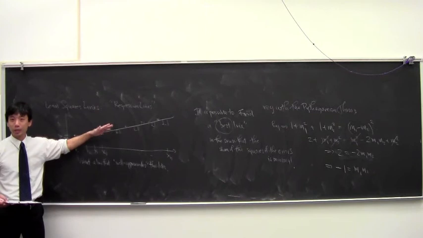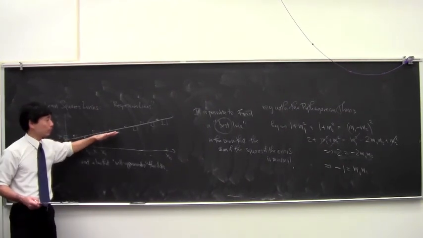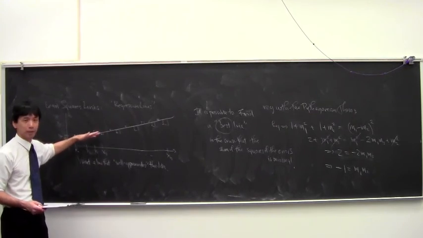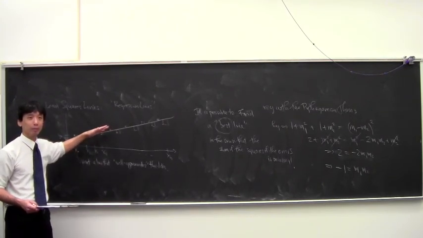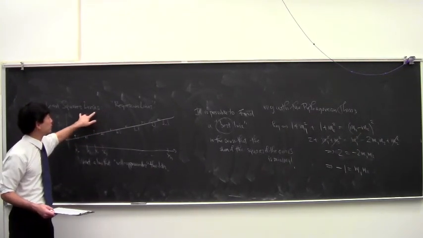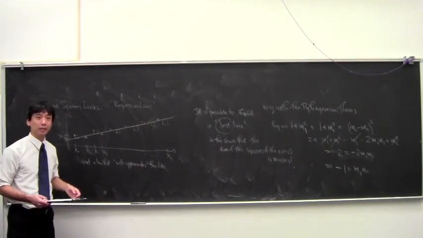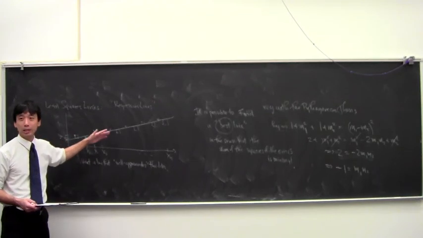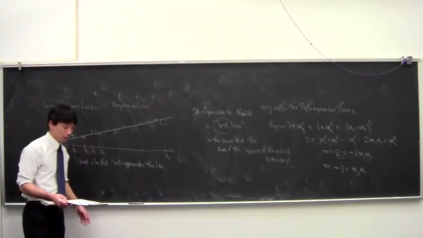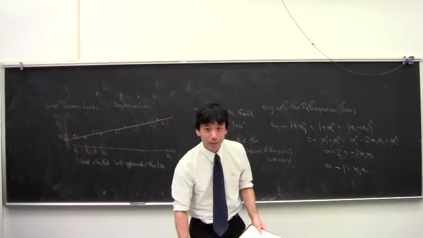The book gives you a formula to find it, but I think the most important thing is that you understand what we mean by best. This way of approximating data, you'll see in economics, you'll see in science. This is a very common thing. Okay, so that's it for today. Thanks.